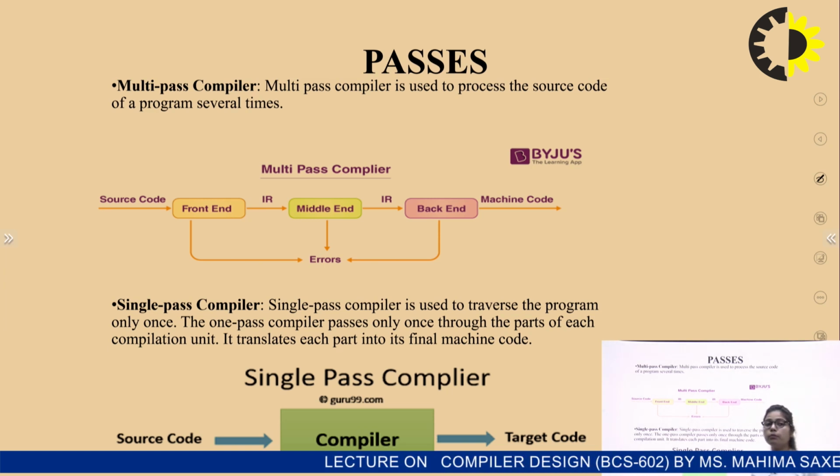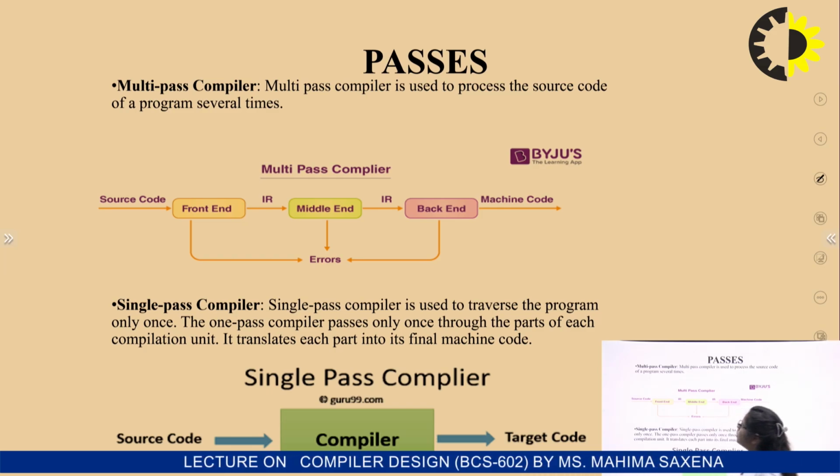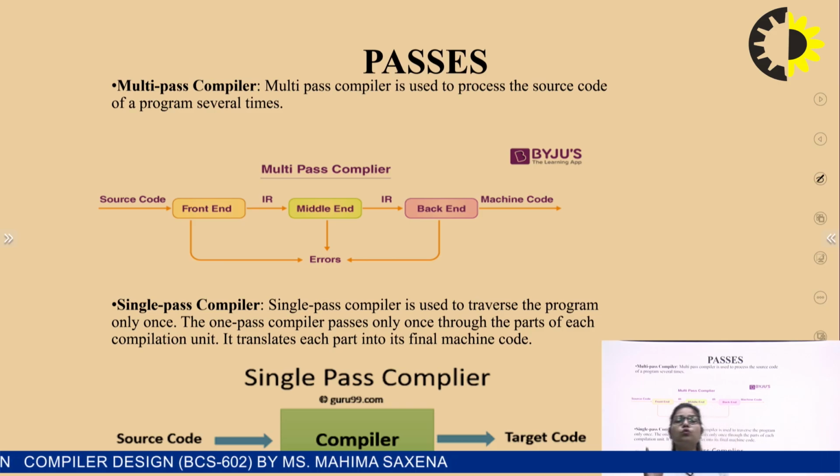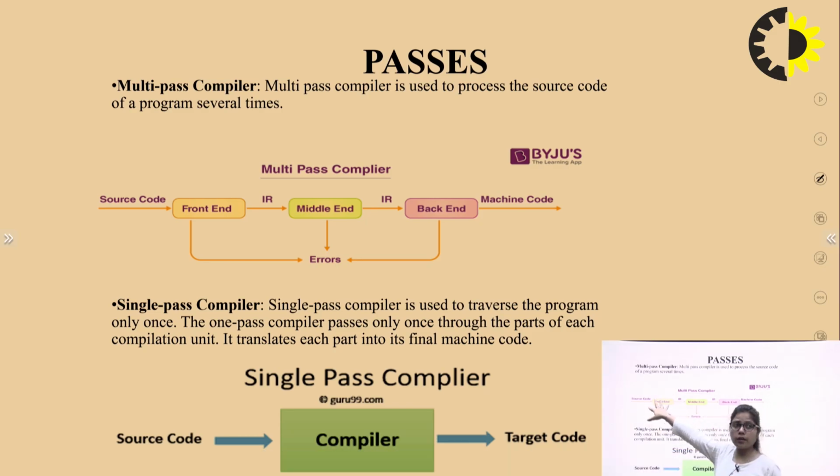But if I am talking about multi-pass, a multi-pass compiler is used to process the source code several times. For example, here I have given the source code to the front end, then the middle end, then the back end, and then the machine end. And this is the phase where all the errors are generated, the possibility of generating errors. This is called single pass and multi-pass. This is a very important topic for 2 marks questions.